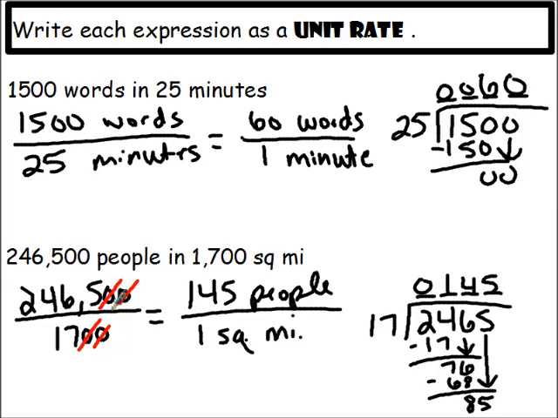Keep in mind here, I wasn't just crossing out zeros. I divided both of these numbers by 100. If you're just crossing out zeros, then you might cross out zeros after a decimal, which don't have the same value as a number before a decimal, and then you would get a wrong answer.